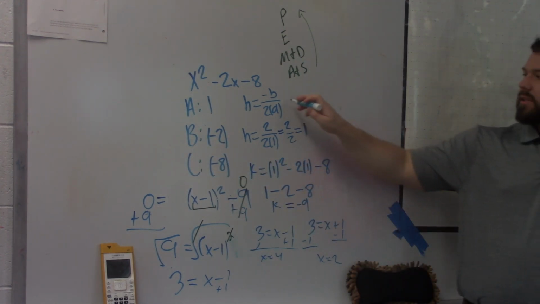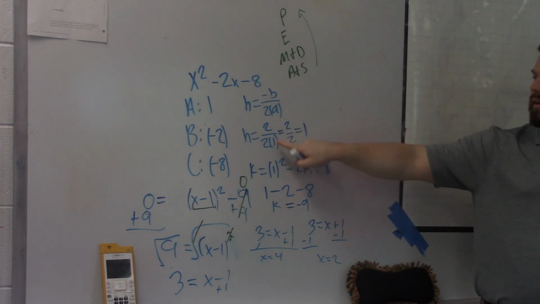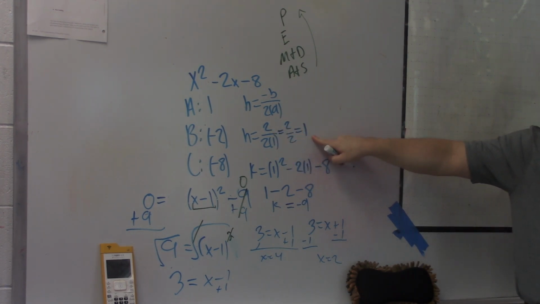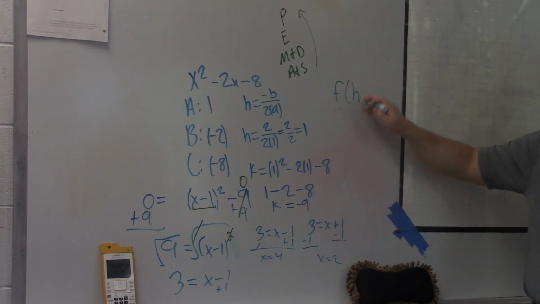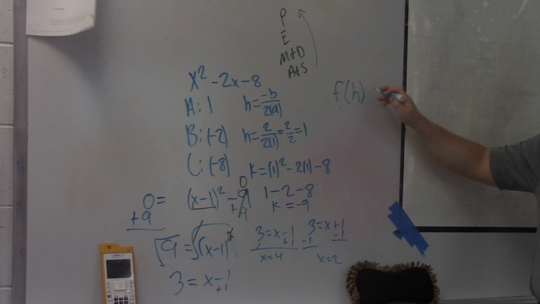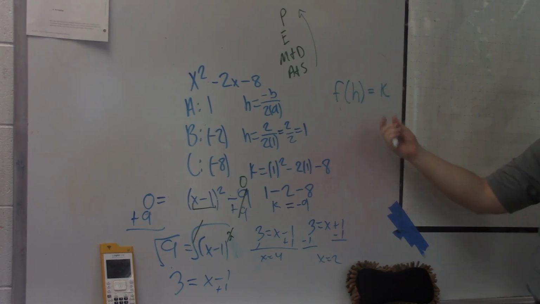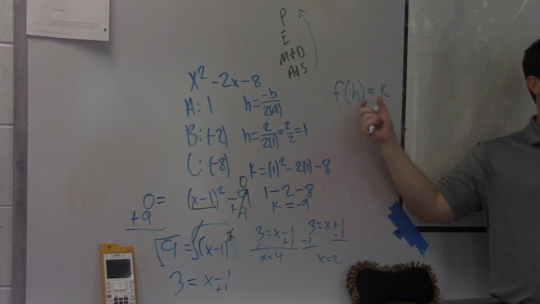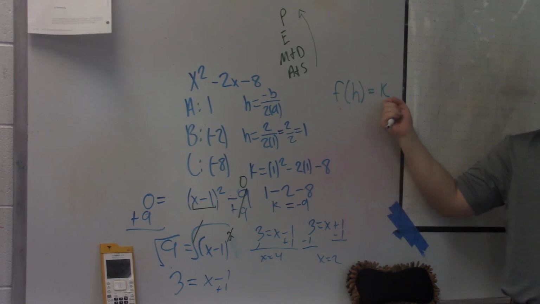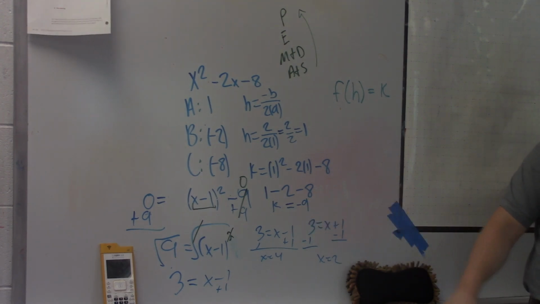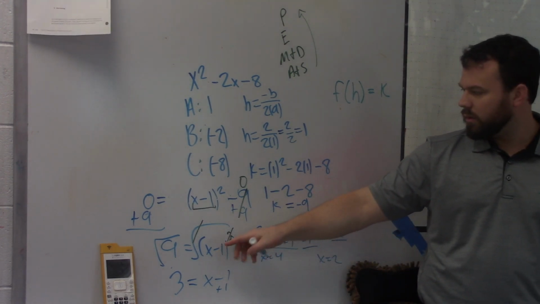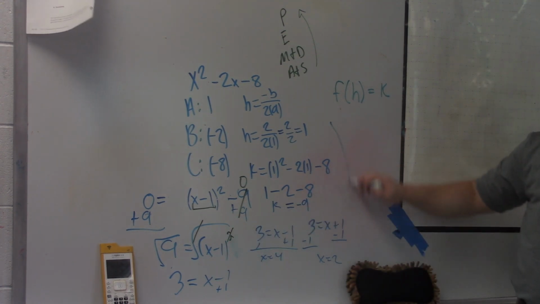So we found H, the opposite of B, divided by 2A. So we get a 1. And how do we find what K is? I'm putting our H into our function. So remember, when we substitute H in, we get out K. This is why I love function notation. It very clearly shows the input that maps to the output. And so my K is -9. Okay? And so I'm going to rewrite it over here so it's more clear.